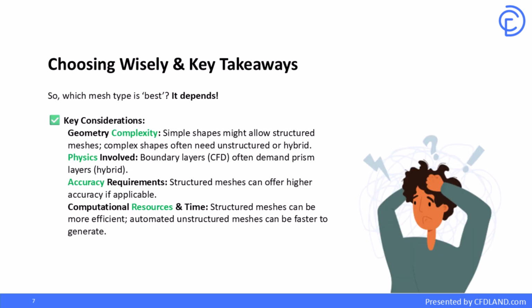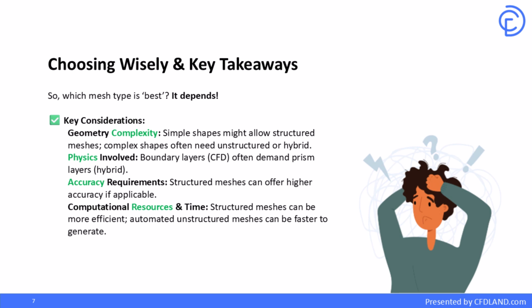Okay, we've covered a lot of ground on mesh types and cell shapes. So the big question you might be asking is, which mesh type is best? And the honest answer is, it depends. There is no magic, one-size-fits-all solution. Instead, choosing wisely involves thinking about a few key considerations. First, geometry complexity. Is your shape pretty simple, like a pipe or a block? Then a structured mesh might be fantastic. Is it incredibly complicated with lots of curves and tiny details? Then you're probably leaning toward an unstructured or a hybrid approach.